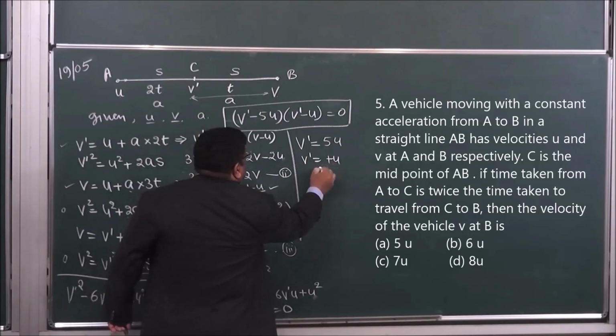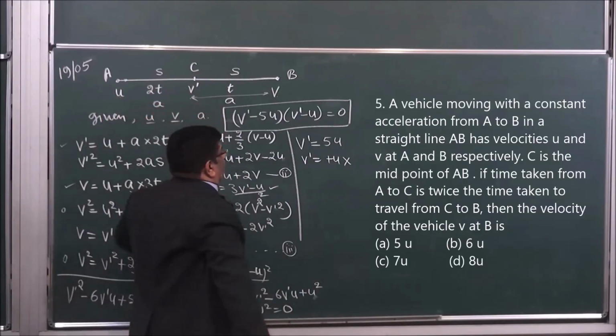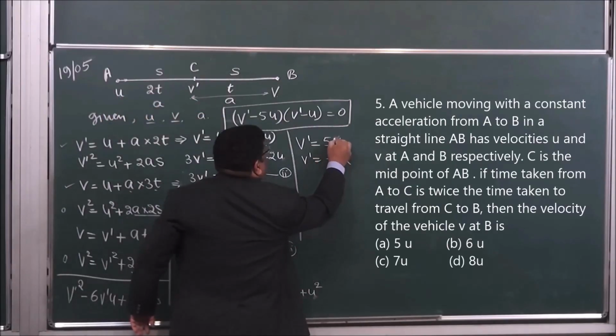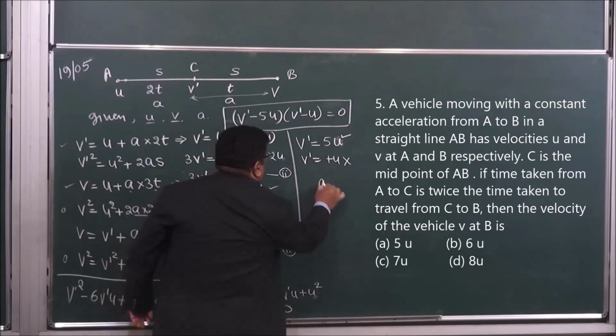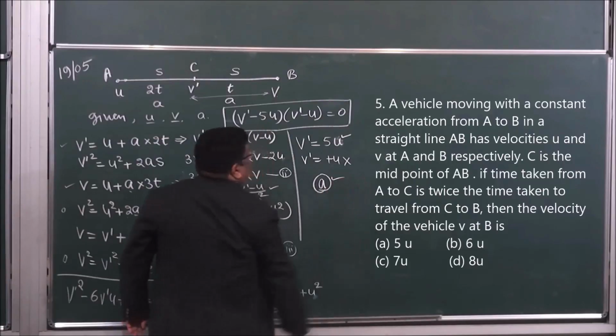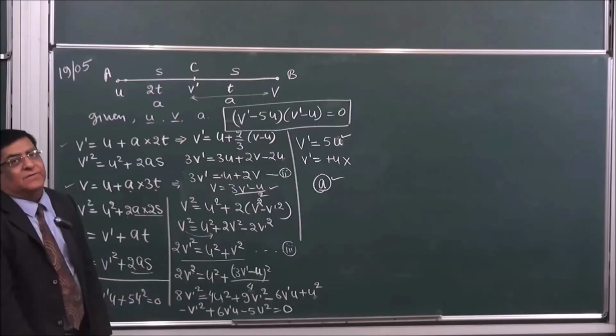So this is not acceptable because there is the acceleration and it keeps on changing. Therefore our correct option is 5u, and this is our option number A. So this is how it is solved. Okay, please repeat it and see it.